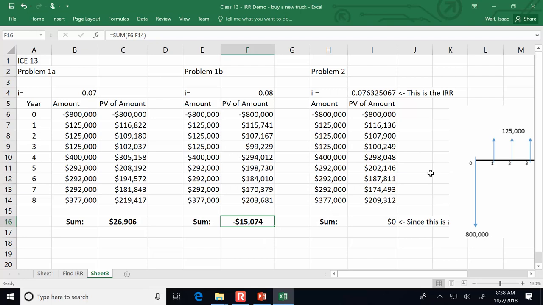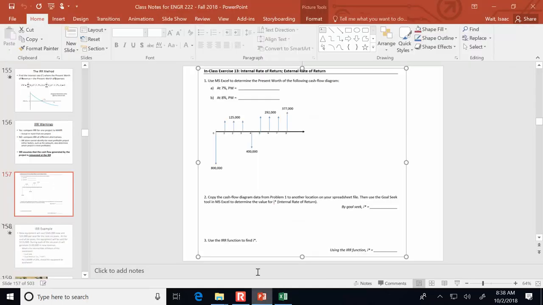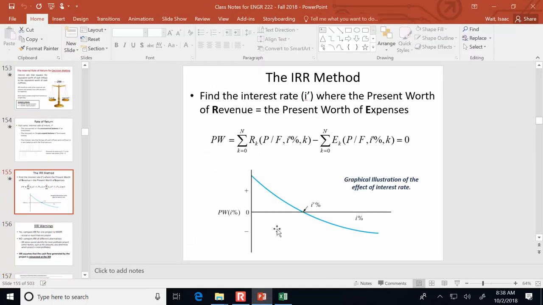So now, in part two of the in-class exercise, I asked you to use GoalSeek to determine the unknown internal rate of return. Remember, we know it's between 7 and 8%, because 7 and 8% is that crossover point from a positive present value to a negative present value. And remember, graphically, here's what that crossover looked like.